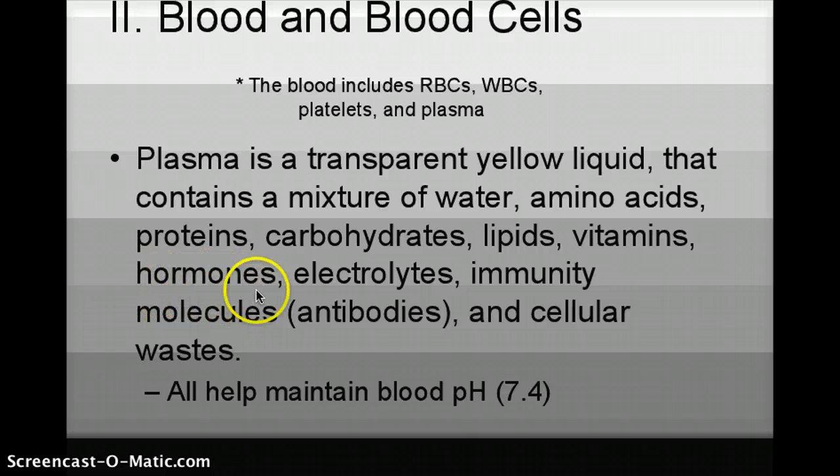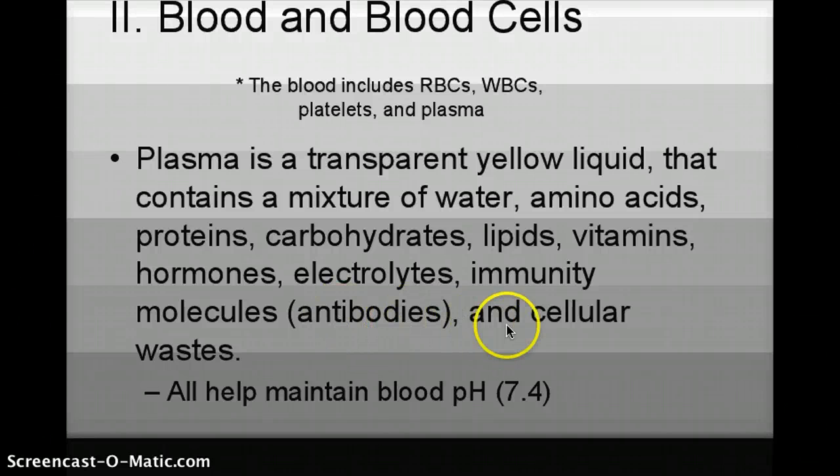You're going to see some hormones. These are other types of specialized proteins. Electrolytes, salts, so for example, sodium and potassium. Immunity molecules, so these are antibodies or immunoglobulins. These are things created by a white blood cell that help fight off infections. We're going to see later on in blood typing that they are utilized to fight off infections based upon a particular antigen.